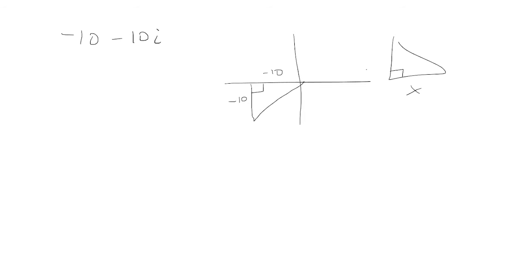Okay, next one we have negative 10 minus 10i. Now, because the x and the y are the same, we know that this is going to be one of those 45-degree angles. But this will be in the third quadrant since x and y are both negative. And because x and y are the same, this is going to be a 45, 45, 90 triangle. And for a 45, 45, 90 triangle, the hypotenuse will be whatever the sides are multiplied by root 2. So that's going to be r in this case.